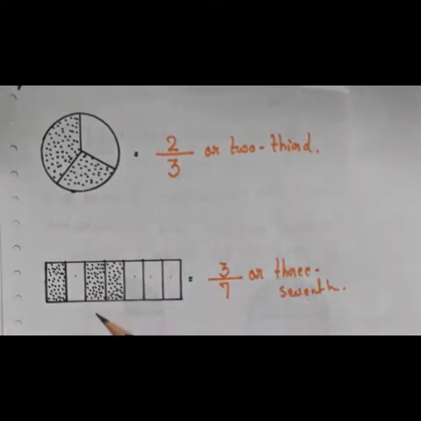Clear? Now second example, here I have drawn a rectangle. I have divided this rectangle into 7 equal parts. What will be your denominator? That is 7, because it is divided into 7 equal parts. And what will be your numerator? That is 3, because I have taken 3 parts. You can write it as 3 by 7 or 3/7.